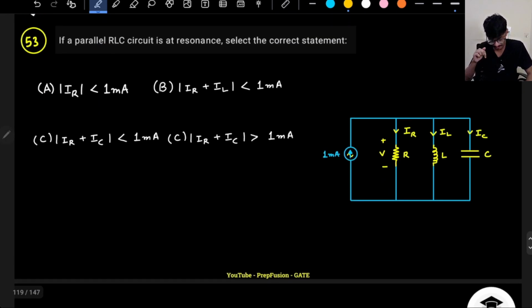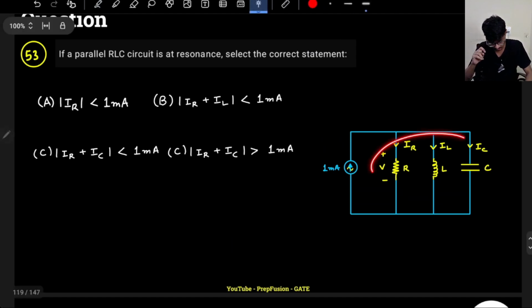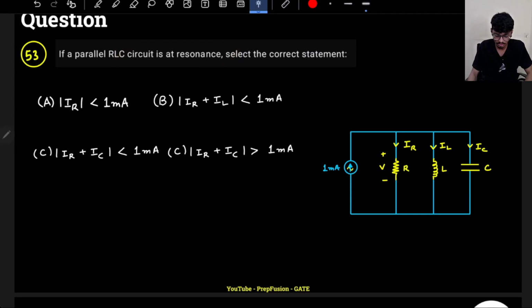I think it was a GATE question, I remember this is a GATE question. Here you have been given a parallel resonance circuit, and they are telling you it is at resonance. So if it is at resonance, they are asking you to select the correct statement. What will be the correct statement?